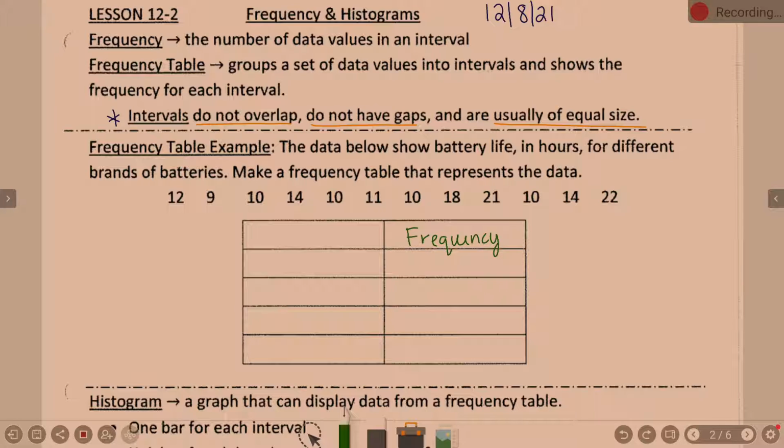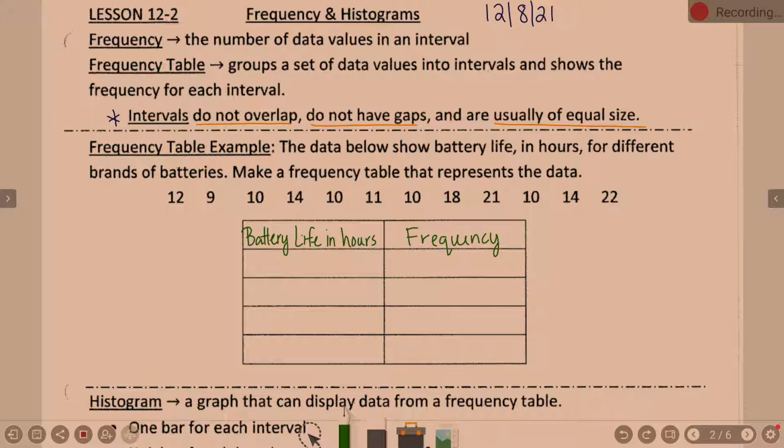So the right column is going to be my frequency that tells how many times each item is happening. The left is, okay, what is it we're talking about here? In this case, we're talking about battery life, and specifically battery life in hours. So I'm going to label this column battery life, and I am going to say in hours because officially that's what we're looking at here.